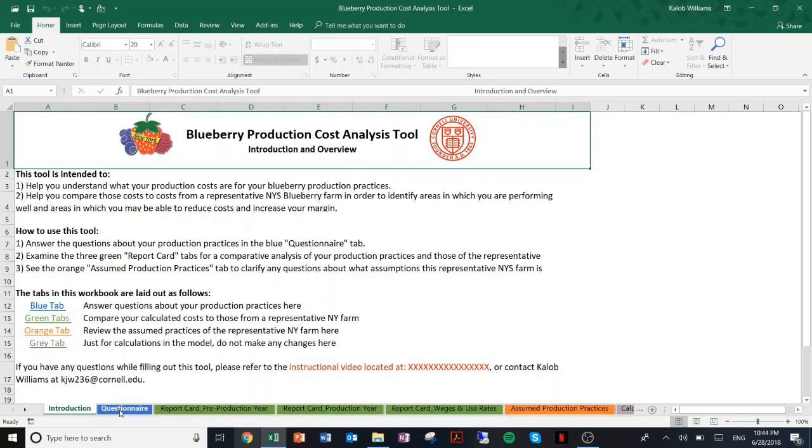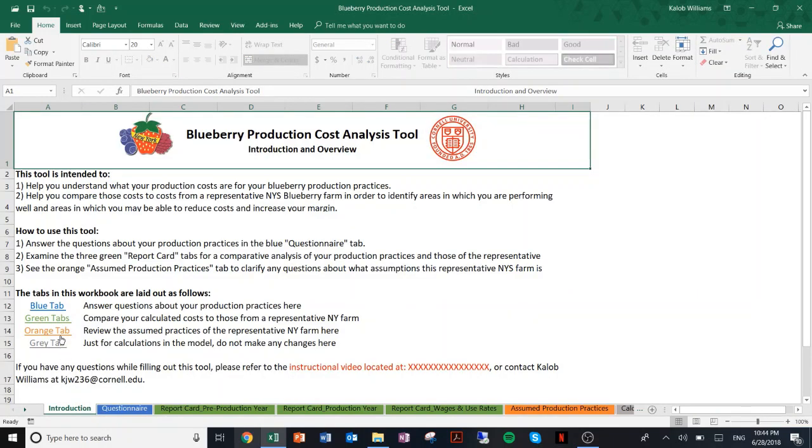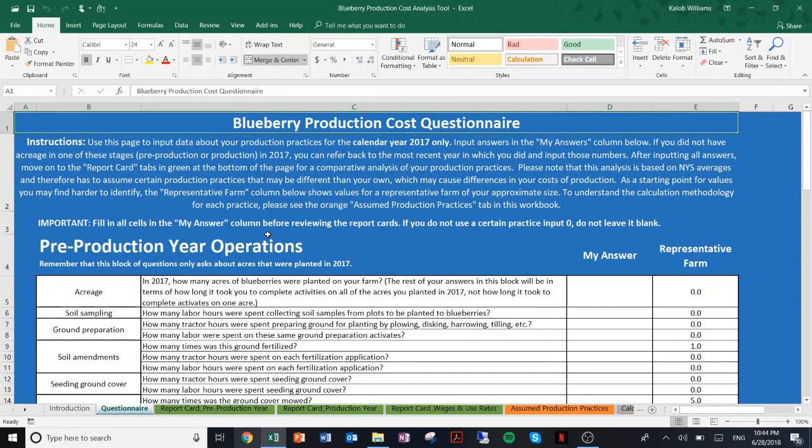So on to the questionnaire tab, this blue tab. One note is that you can arrive to any one of these tabs by clicking on this link that is right here, or you can just click on the tabs down here at the bottom. So let's click on the blue tab and it takes us right to this blue tab. Now these are the instructions, go ahead and read through them.